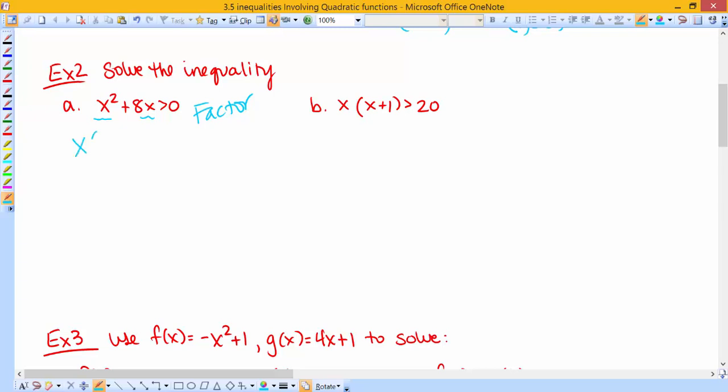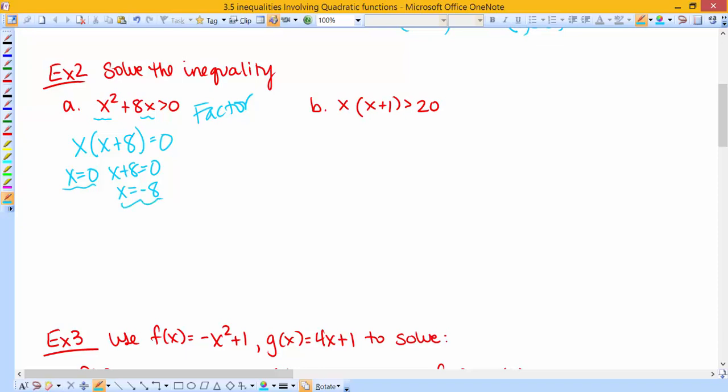So I can factor out an x, and I'm left with x squared plus 8. Now, I know I have a greater than 0, but I'm not sure what inequality I'm actually going to be using. So I'm going to set equal to 0. So x equals 0, x plus 8 equals 0. This one's done.